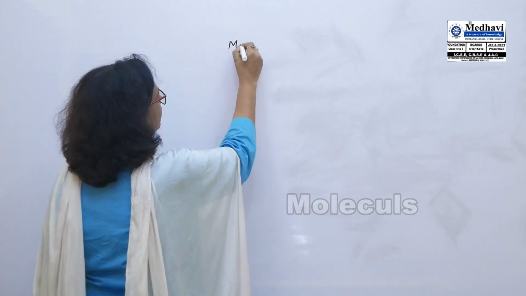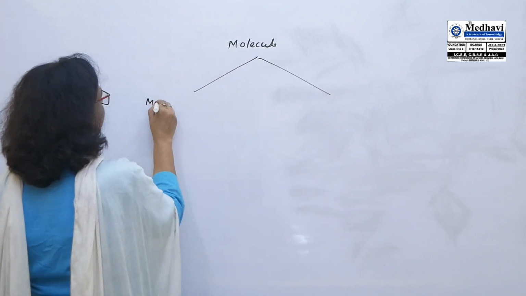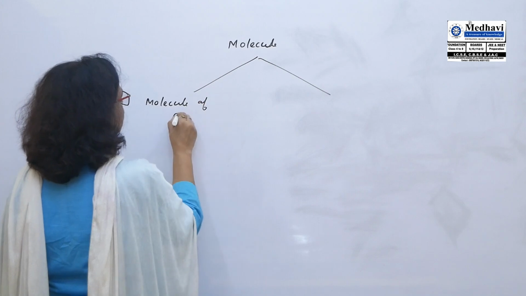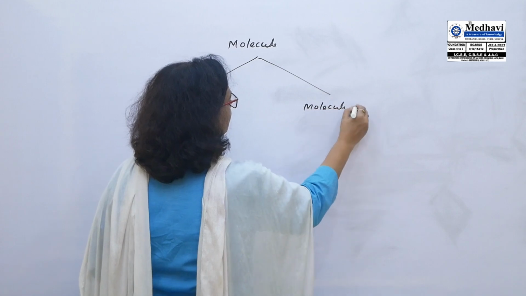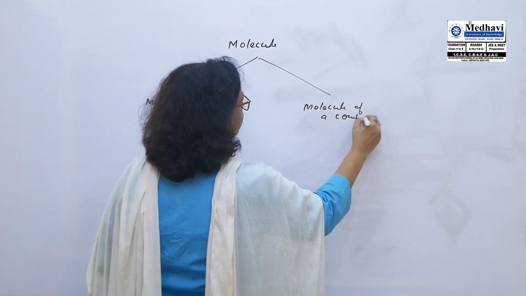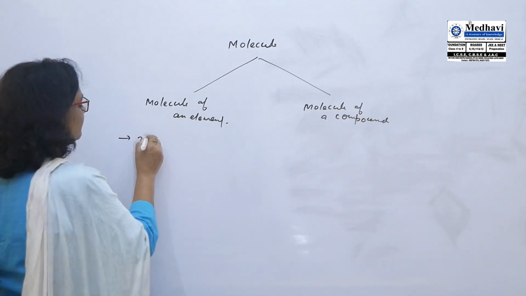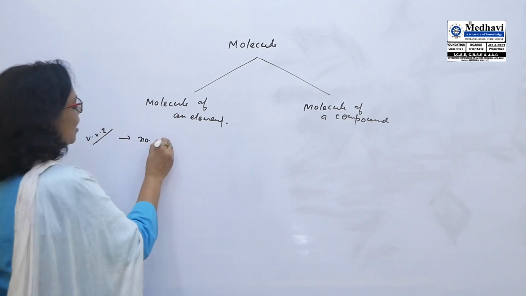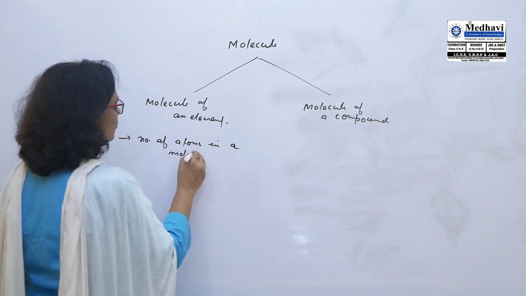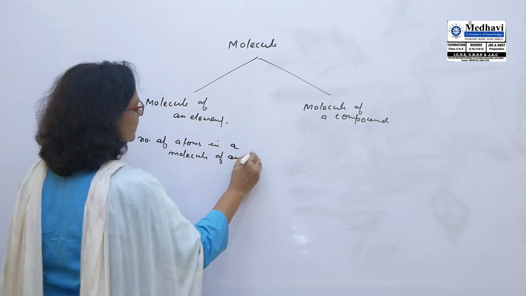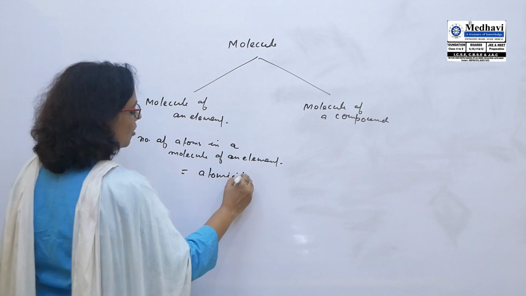that molecules exist in two different forms. First is molecule of an element, and second is molecule of a compound. Number of atoms present, very important point, this is very important. Number of atoms in a molecule of an element is called atomicity. Atomicity.